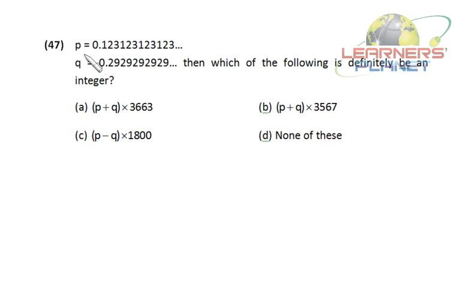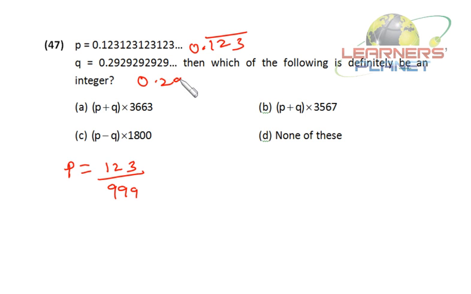Now in this problem, P is equal to 0.123 bar and Q is equal to 0.292929. Then which of the following is definitely an integer? Friends, first we have to convert these recurring decimals into fractions. So P will be 123 by 999, since it is 0.123 bar, and Q is equal to 0.29 bar, so Q will be 29 by 99. As we have already discussed, the bar is on 3 digits here, so we get three 9s, and here the bar is on 2 digits, so we get two 9s.